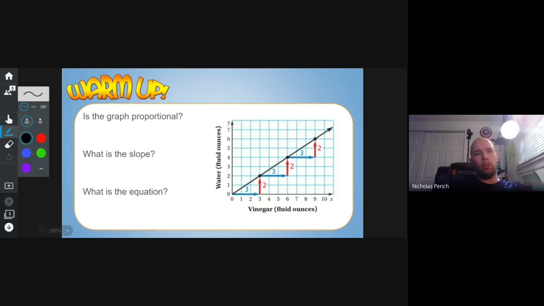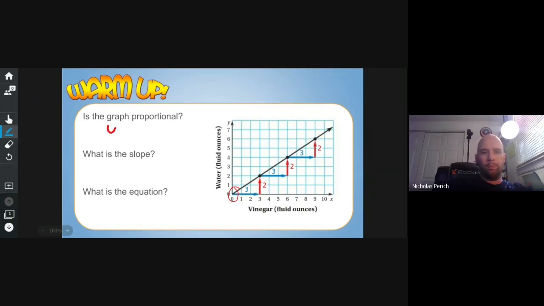Is this graph proportional? Well, proportional means it's a straight line, and proportional means it goes through 0, 0. Does it go through 0, 0? Is it a straight line? So is it proportional?